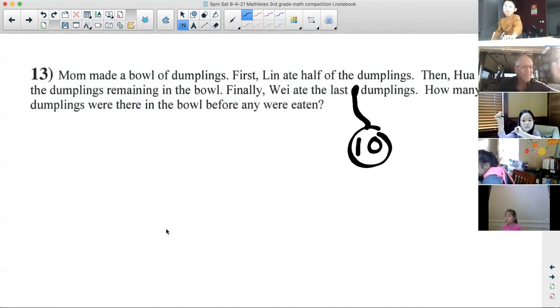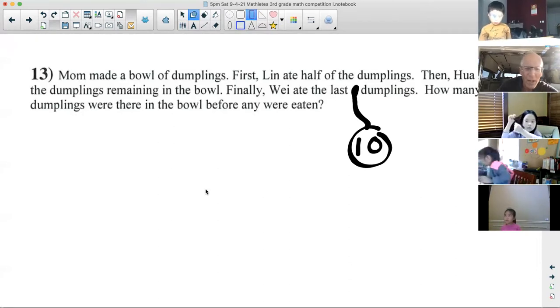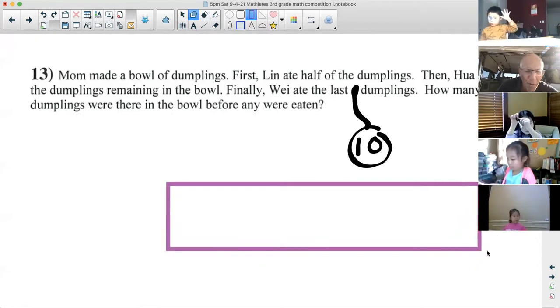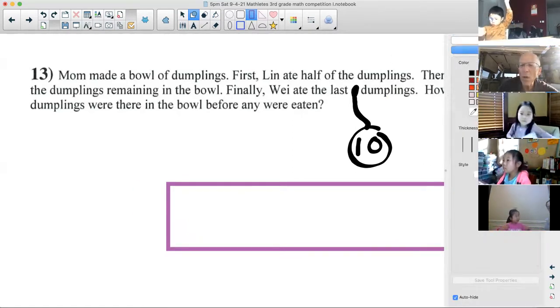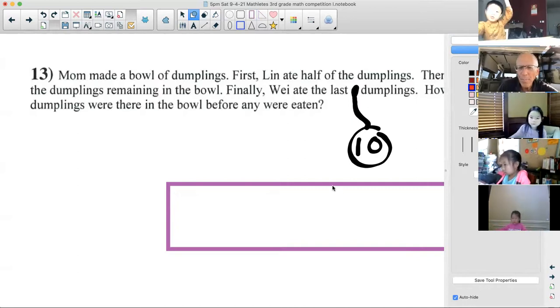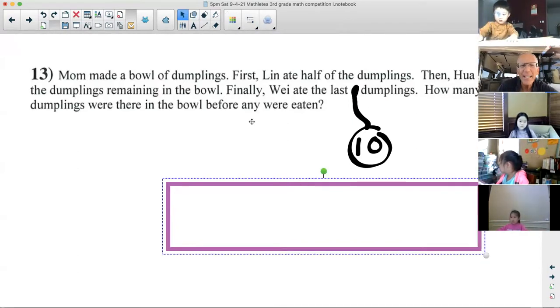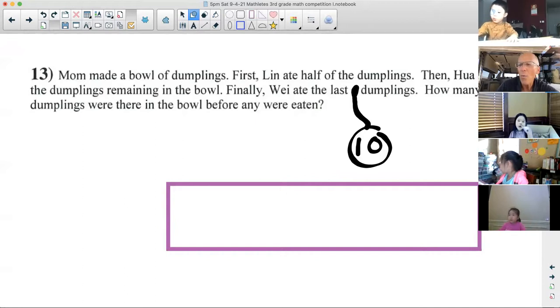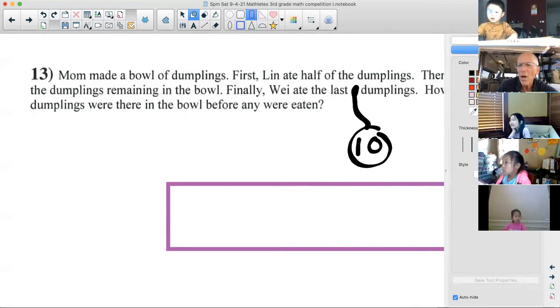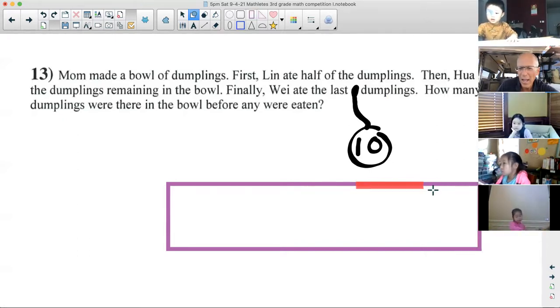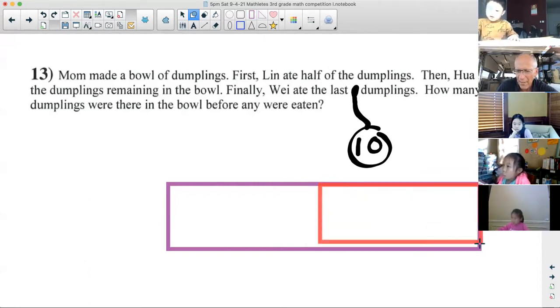Now, hi, Eleanor. Hi. So, sweetheart, draw a rectangle to represent all the dumplings. Draw a smaller rectangle to represent the 1/2 dumplings. Well, let's see. That's not going to be 1/2. I would say more like this would represent what Lynn ate.